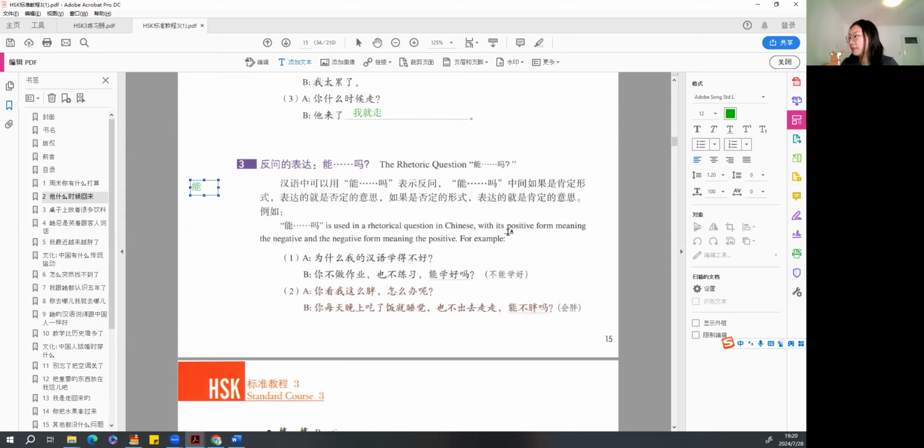With its positive form meaning the negative form, meaning the positive, actually. So we will take a look at all of those examples, and then you will get to know what this meaning is. So the example number 1.